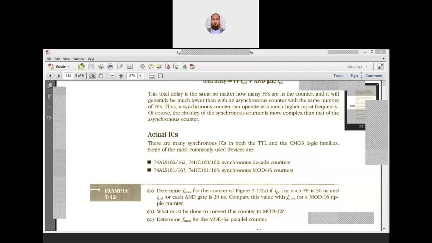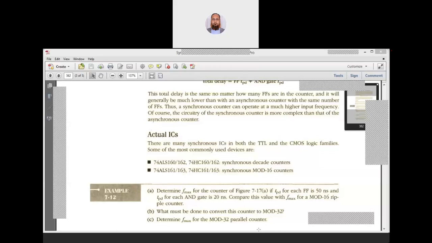C part. What will be the F max for mod 32 parallel counter? This is the easiest question. Yeah, correct answer again. So the answer for the F max for the mod 32 is again 14.3 megahertz, because the frequency of the synchronous counter does not depend on the number of states. Okay, it depends on the delays.